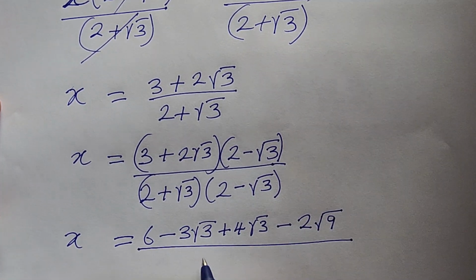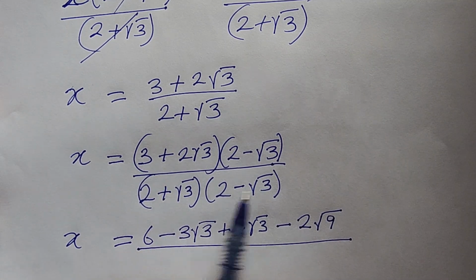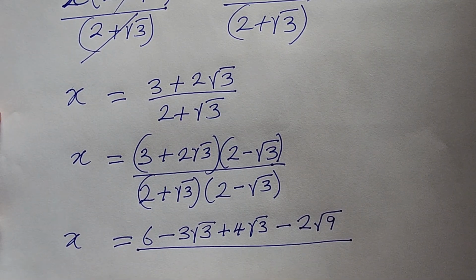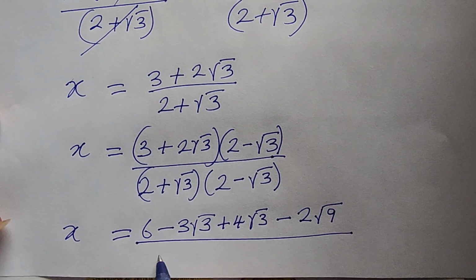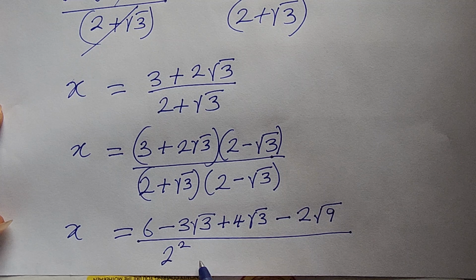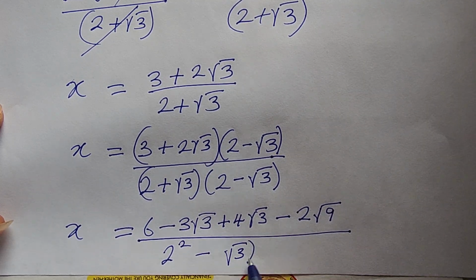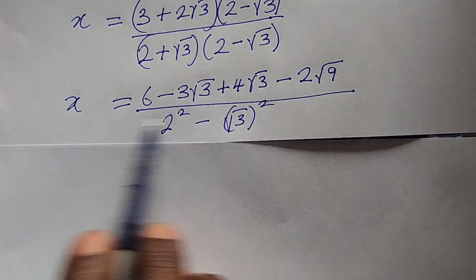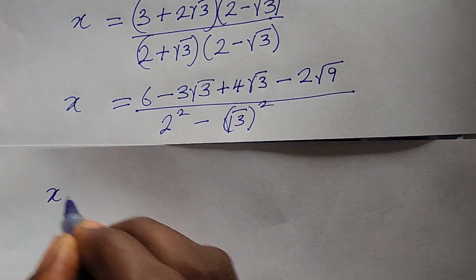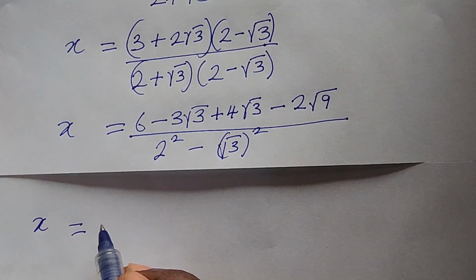Everything all over. Now, because we are multiplying this by its own conjugate, we are going to have a very special and unique quantity from here. This is going to give us 2 to the power of 2, then minus square root of 3 all to the power of 2.